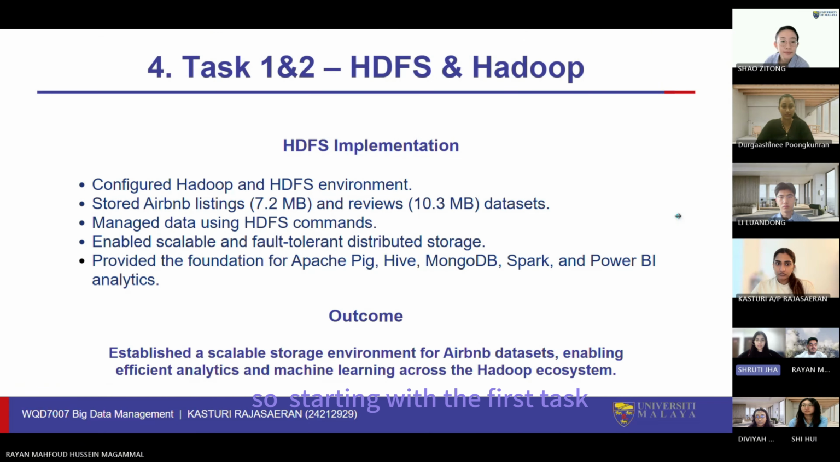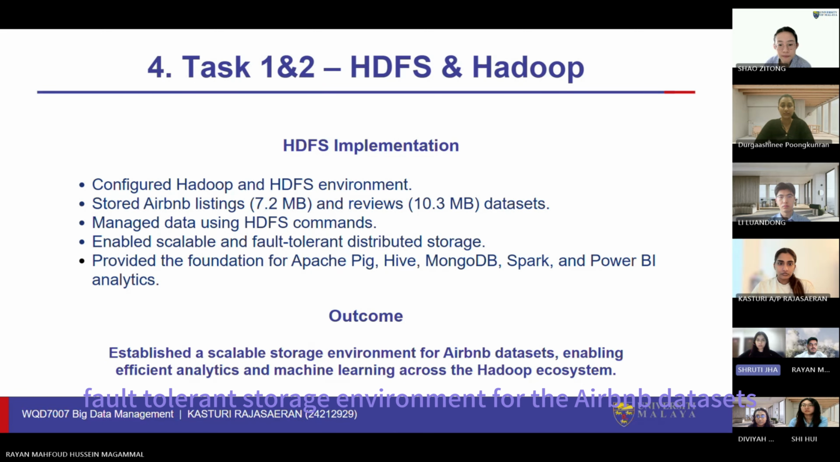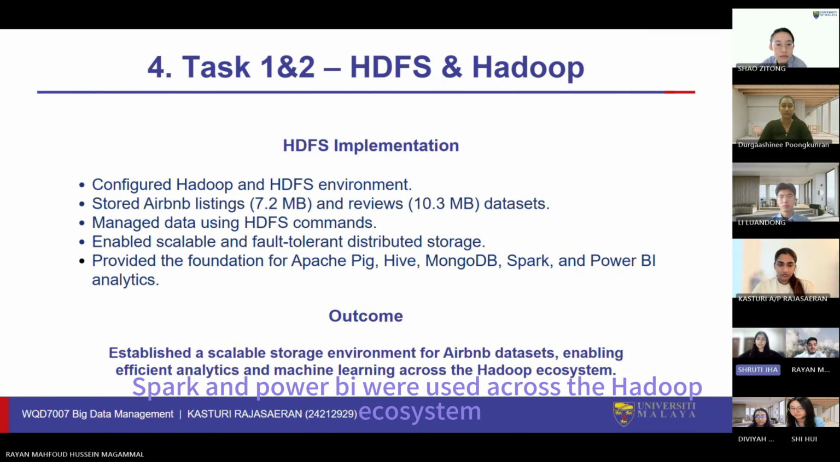So starting with our first task, we implemented Hadoop HDFS to provide a scalable and fault-tolerant storage environment for the Airbnb datasets. The listings dataset, which is 7.2 MB, and the reviews dataset, which is 10.3 MB, were stored and managed using HDFS commands. This distributed storage architecture then served as a foundation for all of the subsequent analytics and machine learning tasks. The supporting tools such as Apache Pig, Hive, MongoDB, Spark, and Power BI were used across the Hadoop ecosystem. Next slide.